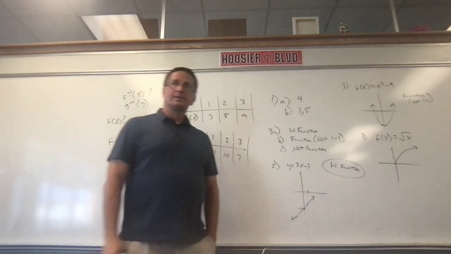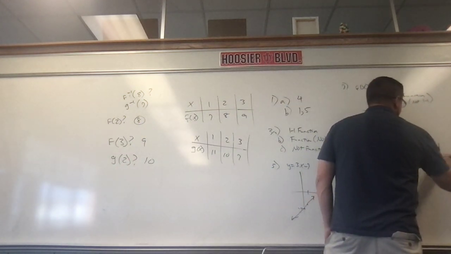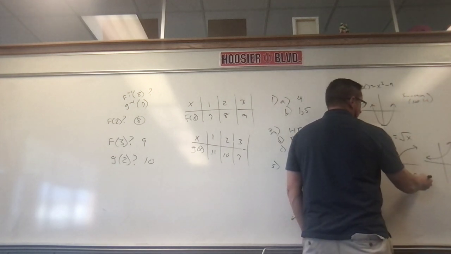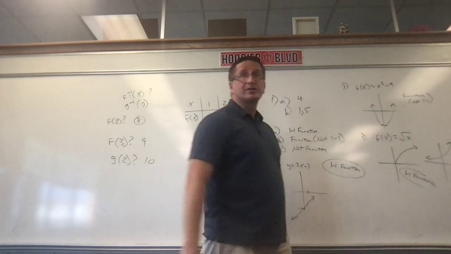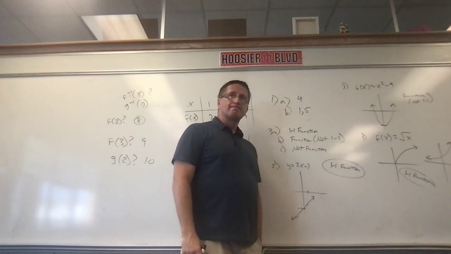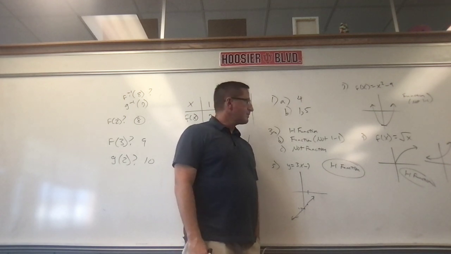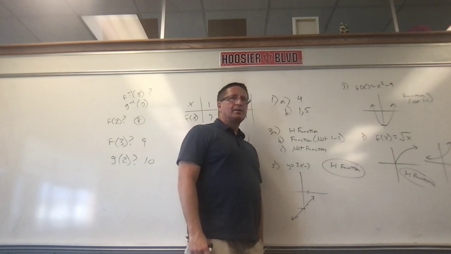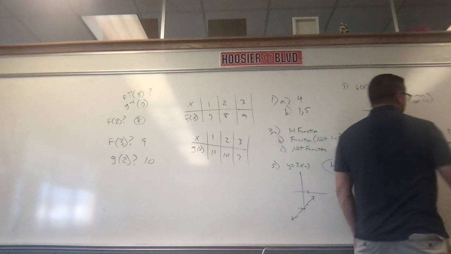I remember going over whether it was exponential growth or decay. Exponential growth looks like this. This is a one-to-one function. I call it a radical function. It's not exponential though. An exponential would look like y equals 3 times 2 to the x power.